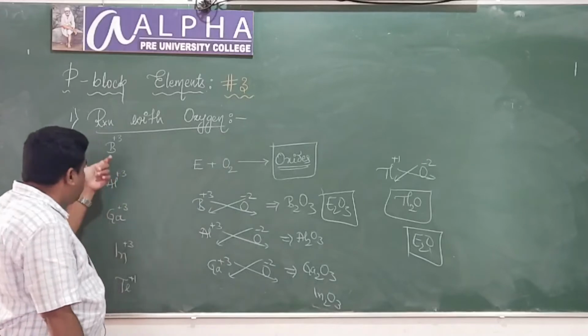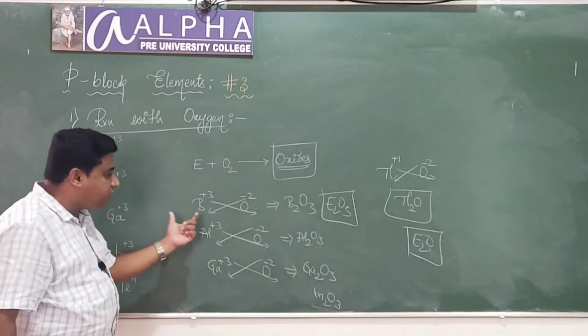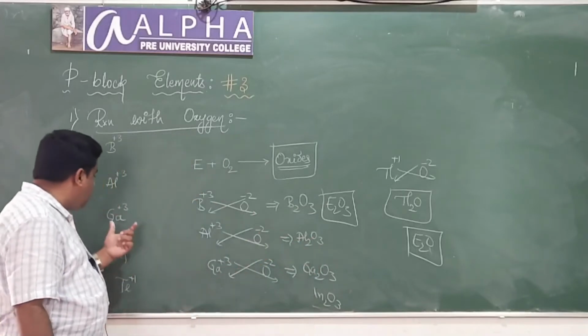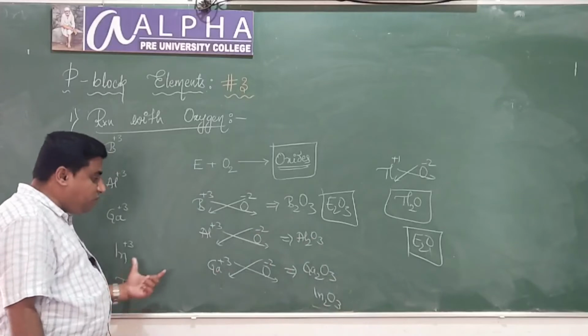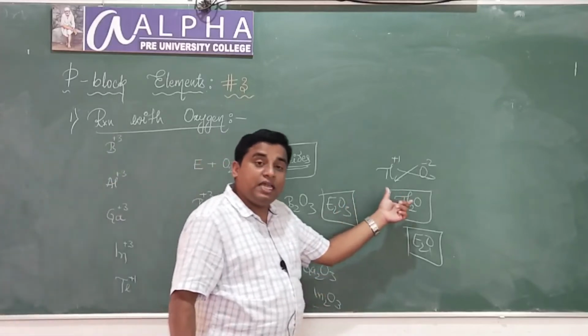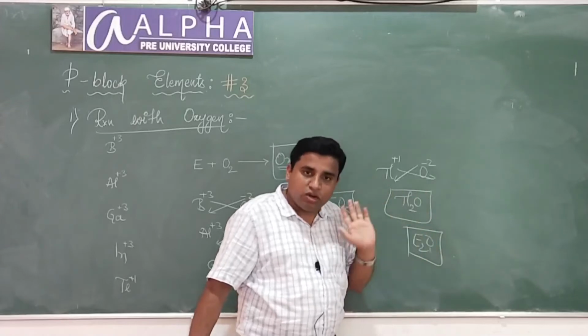Boron will form an oxide of the type B2O3. Aluminium will form an oxide of the type Al2O3. Gallium will form an oxide of the type Ga2O3. Thallium will form an oxide of the type Tl2O. Tl2O. Understood? Yes.